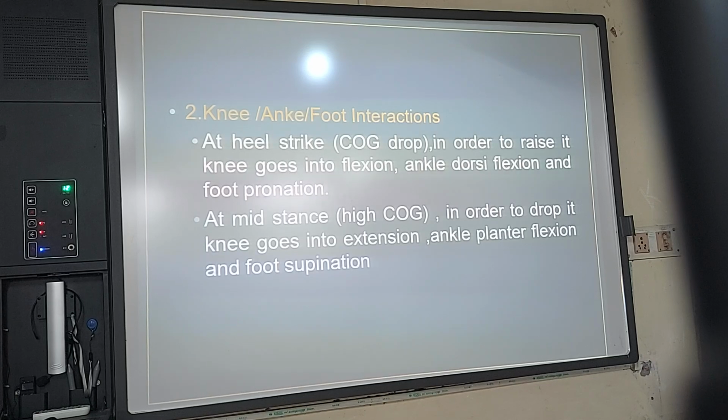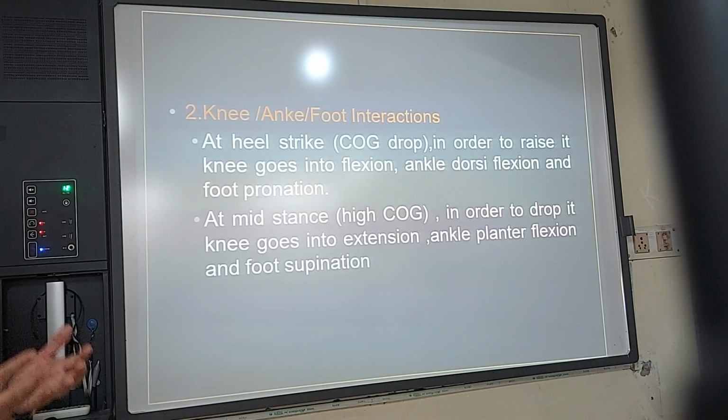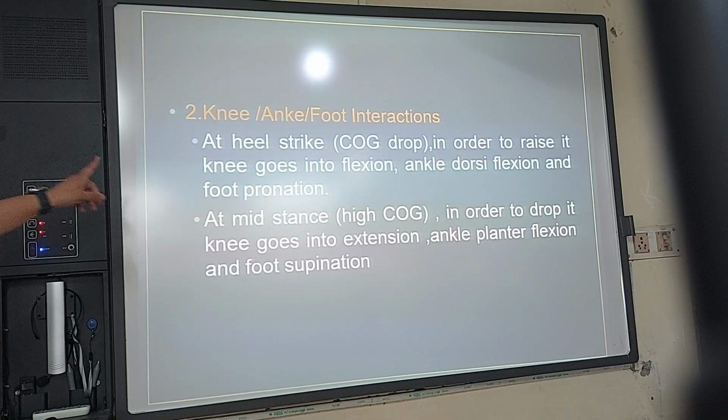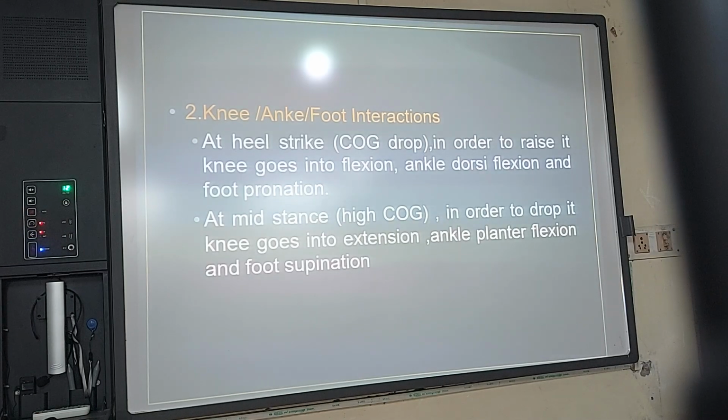Why is this happening? This is basically happening in order to raise the center of gravity, which has already dropped at heel strike. So this is the interaction. Knee goes into flexion, ankle into dorsiflexion, and the foot also goes into pronation. So there is shortening of the limb. In a nutshell, shortening of the limb happens in order to raise the center of gravity.